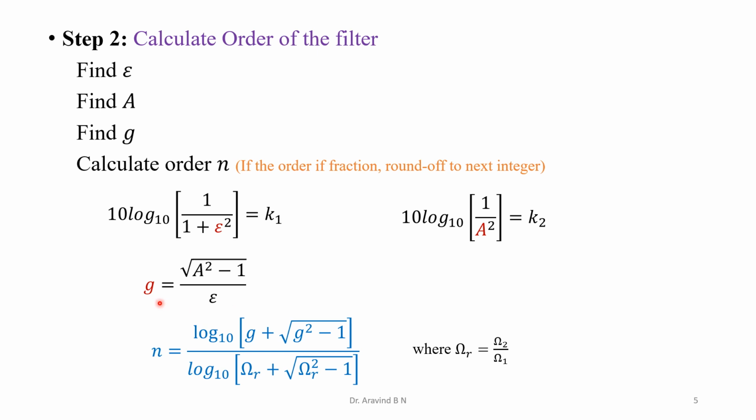Now using the value of G as well as omega R, we can calculate the order of the filter. Omega R is given by omega 2 divided by omega 1. The order of the filter n is equal to log to base 10 of G plus square root of G square minus 1, divided by log to base 10 of omega R plus square root of omega R square minus 1. Remember, if the order is obtained as a fraction during the calculation, then it must be rounded off to the next integer value.